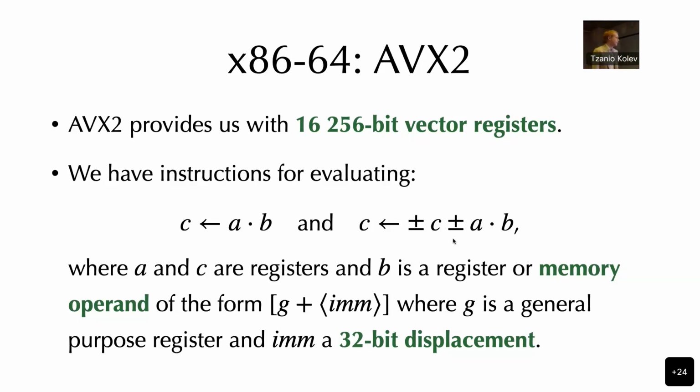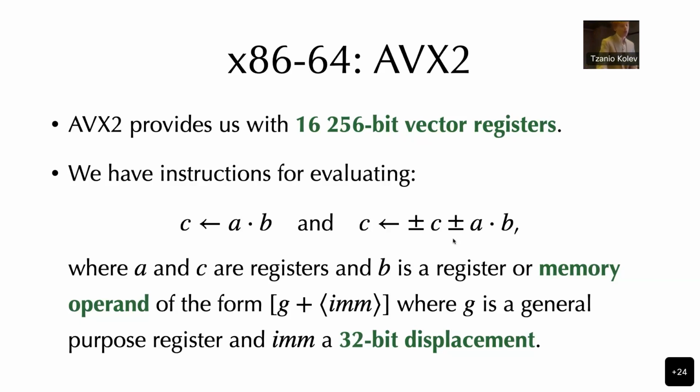Finally, a very nice part of the Intel architecture in general is that register B doesn't have to be a register. The argument B to these instructions can also be an address in memory. And it can take the form of G plus IMM, where G is just a general purpose register. Think of it as a pointer. And IMM can be basically any number you like. And that can all be encoded in the instruction. So we can say multiply register A by this pointer in memory plus this displacement, all in one instruction.